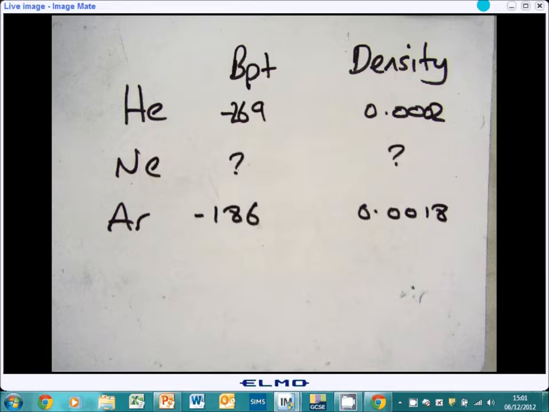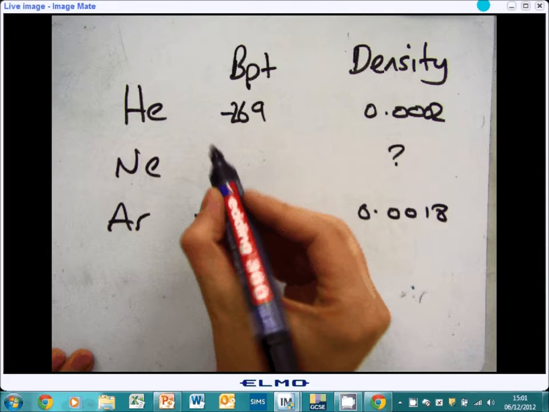In the exam, you will not be asked to remember the boiling points and densities for the different elements, but you might be asked to predict them. So for example, if a question turned around and said estimate the boiling point of neon from this, you go about halfway in between the two. So I'll be looking at about 230. The actual value is 246, so close enough.